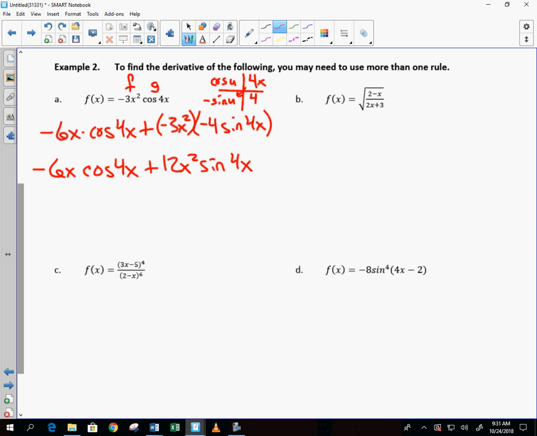And I told you that anytime you use the chain rule in cooperation with the product rule like that, you must take out the common factor. What is the common factor? Yep, I would take out a negative 6x. What are you left with? Cosine of 4x. 2x sine of 4x. What do you think? Not too bad, huh?